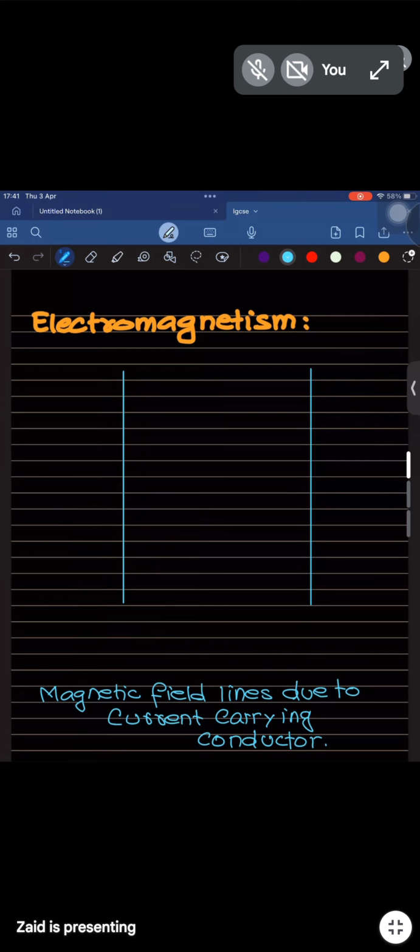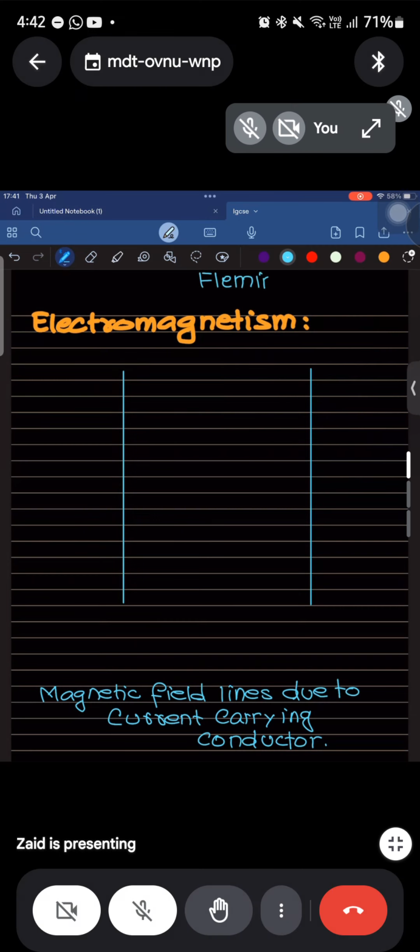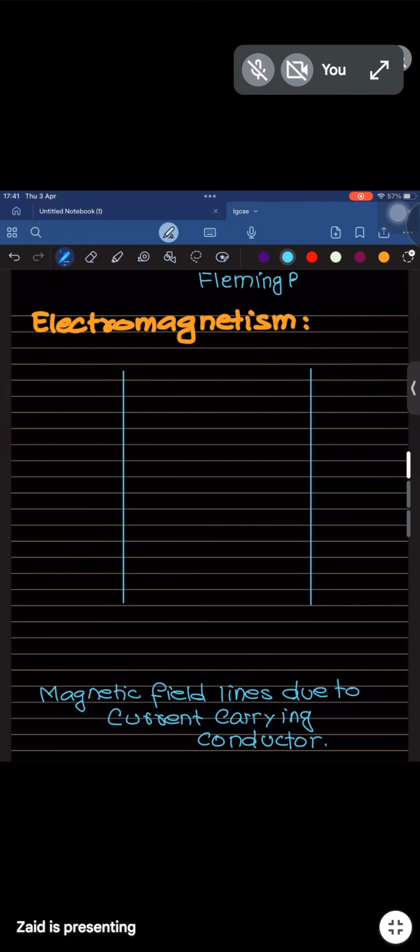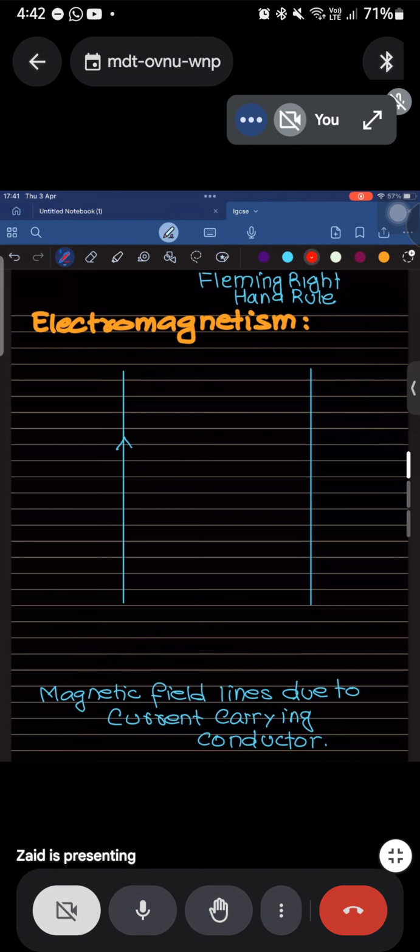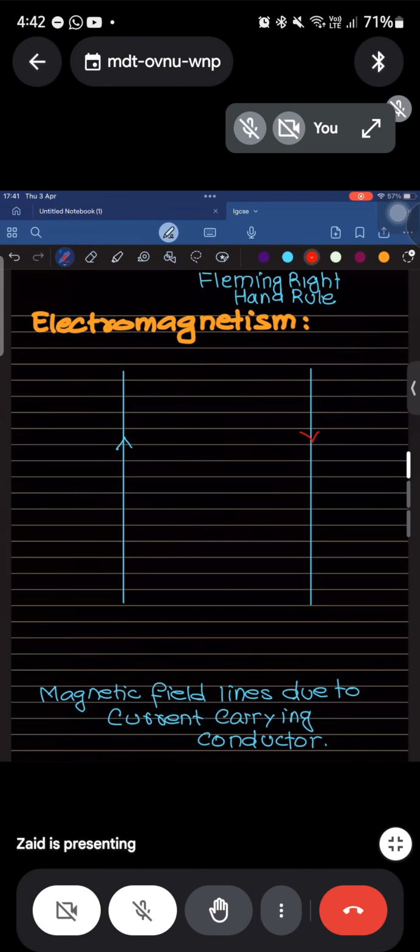You are going to use Fleming's right hand rule, and then we are going to study Fleming's left hand rule as well in the second half of the class. So this is Fleming's right hand rule. For instance, the current is going from bottom to top like this, and in the second one, the current is going from top to bottom. The first thing you're going to do is draw 3 concentric lines.